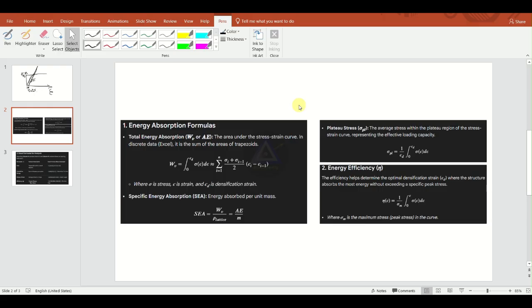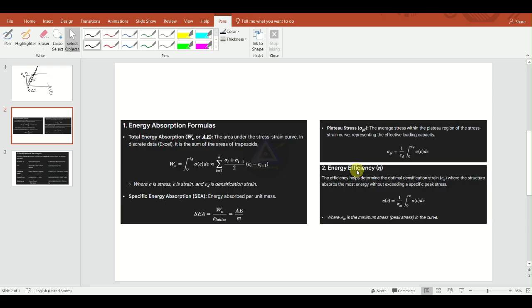So in this lesson, we are going to measure the energy absorption of the lattice structure, which has undergone quasi-static compression. For that we have some mathematical relations. Based on that, we are going to use these formulas to measure the energy absorption, plateau stress, and energy efficiency. Got it?